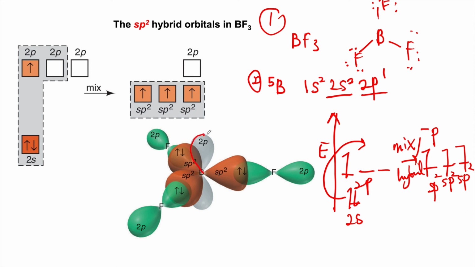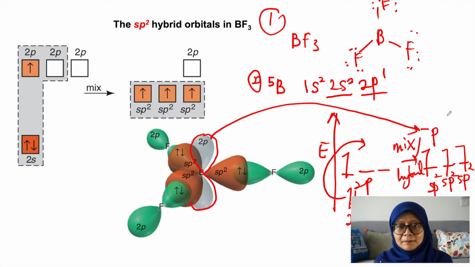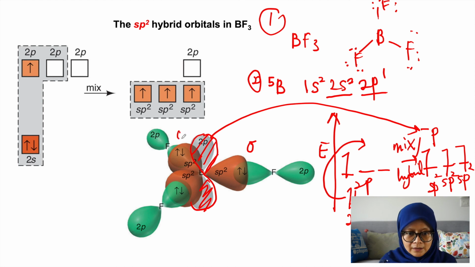If you look carefully here, this is the empty p. The grey one here is the empty p with no bonding or formation of bond. Here we are going to have one sigma bond, then a second one, and a third one. So how many orbitals do we need to have here? 1, 2, 3. Please double confirm with 1, 2, and 3. So this is the hybrid orbitals for sp2.